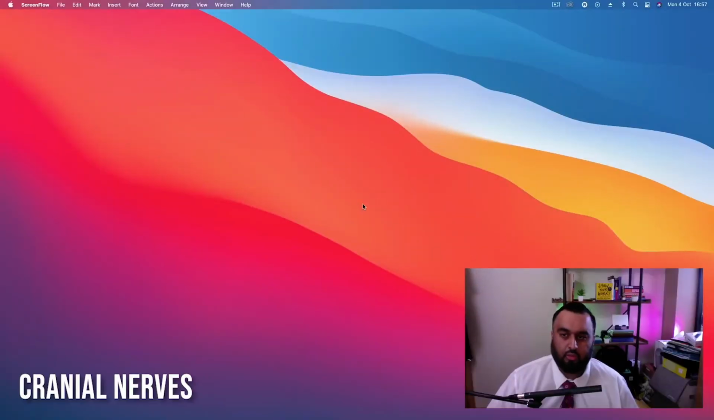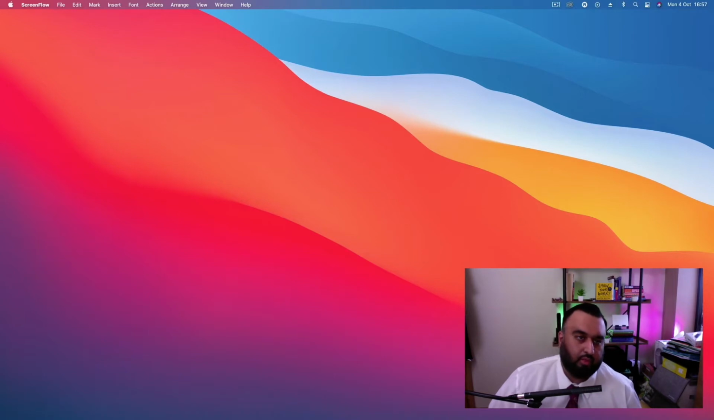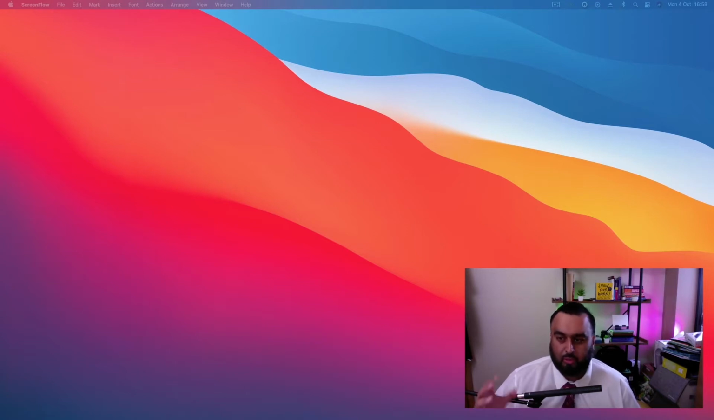Okay guys, let's move on to the cranial nerves. Now this is a very important set of nerves that you need to know. It's very difficult just to learn these parrot-fashion, but I think the best way to learn these is to learn them in conjunction with a skull. If you get an image of the skull and an image of the nerves passing through it, it'll be a lot easier to learn.